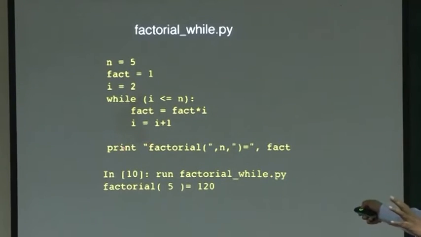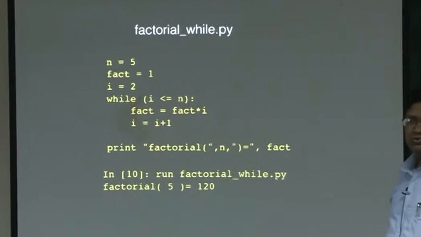So I say print factorial n. This is a print statement I am using, this is a string, and this is the answer, fact. So this is a file. I want to run that file, what should I do?